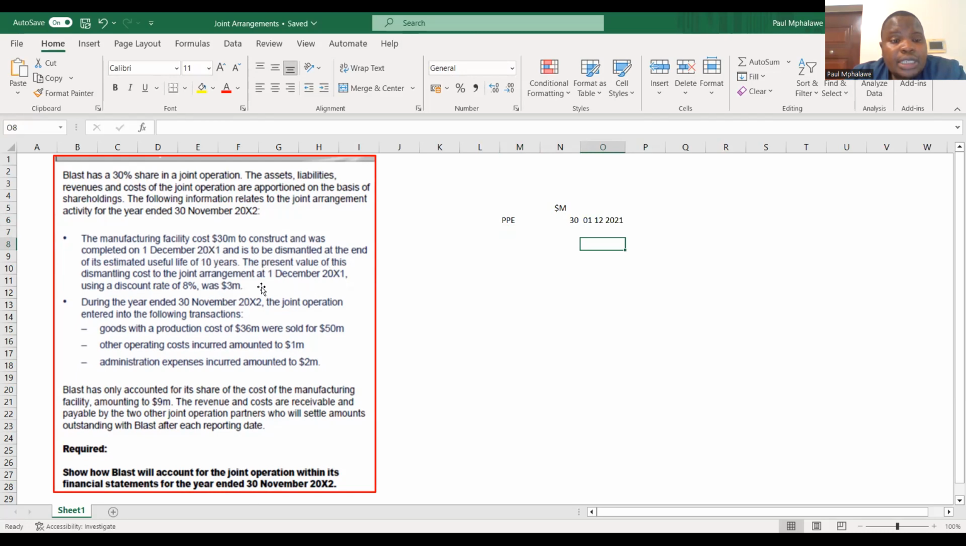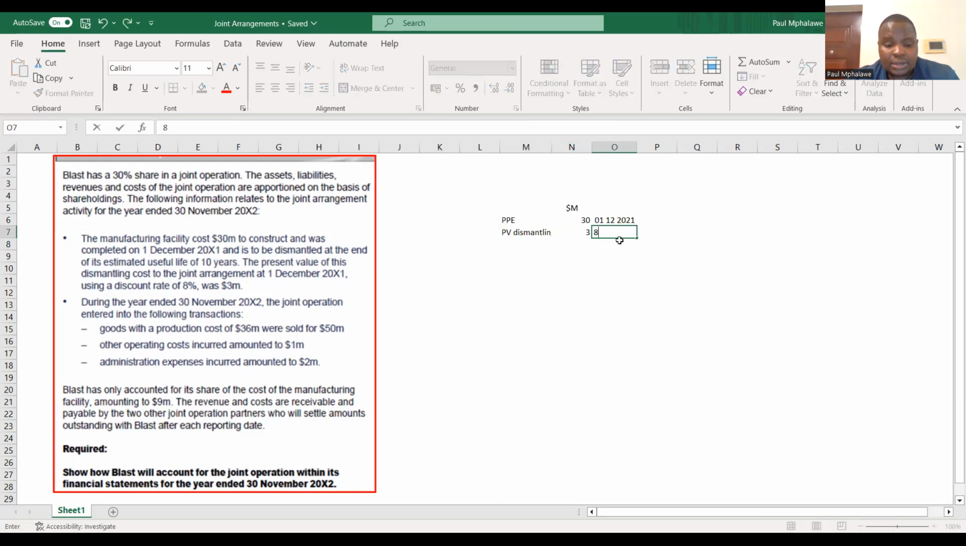The present value for the dismantling costs to the joint arrangement as at that date, using a discount factor of 8%, was 3 million. So the present value of this dismantling cost is 3 million. Cost of capital, 8%. Okay, we'll see how we can apply that.